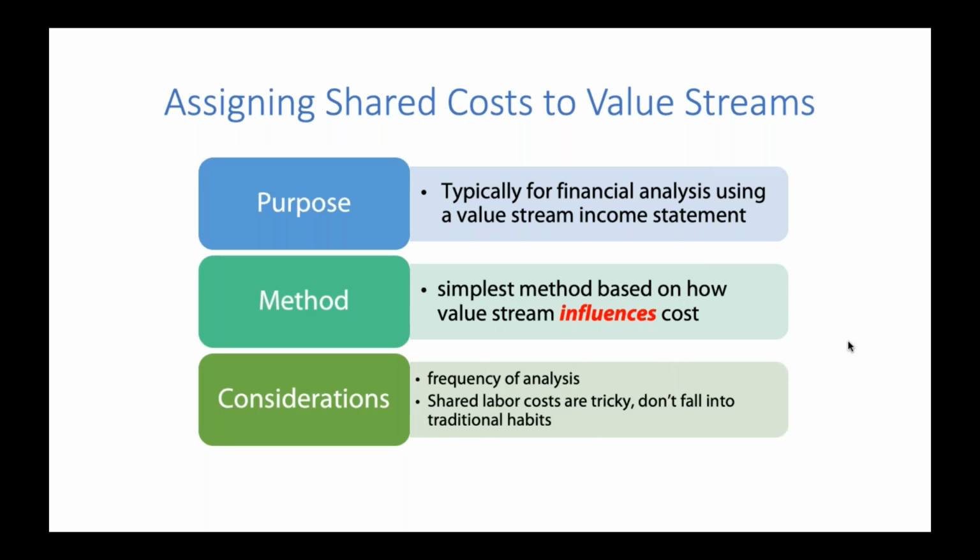And here are some considerations. What is the frequency of the analysis? So the method of assigning costs, if you want to use the word allocation, that's fine. But the method of assigning a shared cost should match up to the frequency of the analysis. Be careful about labor costs. They're tricky, and you can simply fall back into traditional habits of trying to be exact about how much time an operational support department spends in value streams, and you can get into things like, well, we need to track time, which is not something we want to do. And again, that's all allocations. So again, keep this simple.